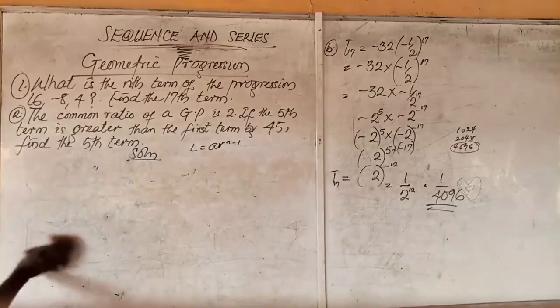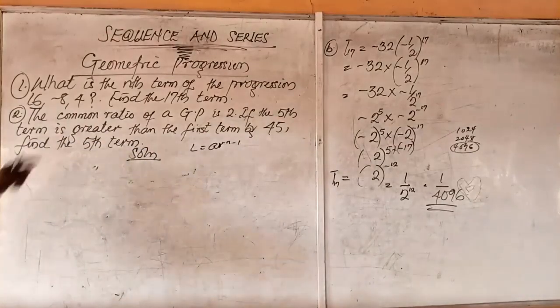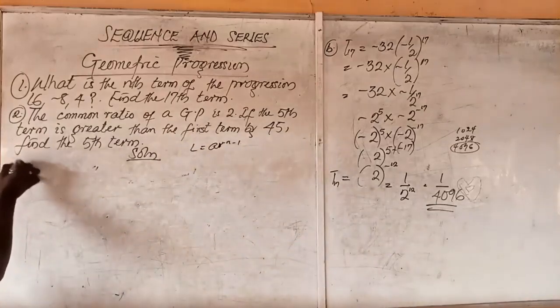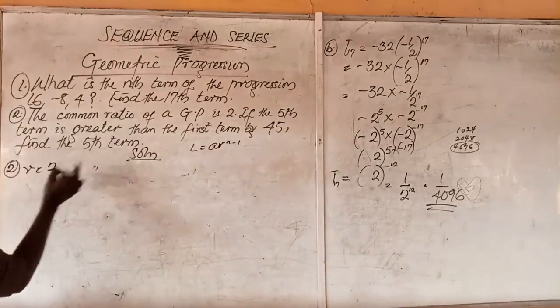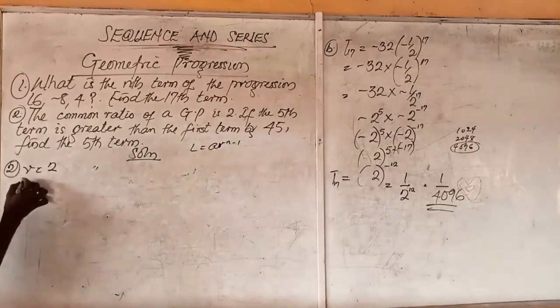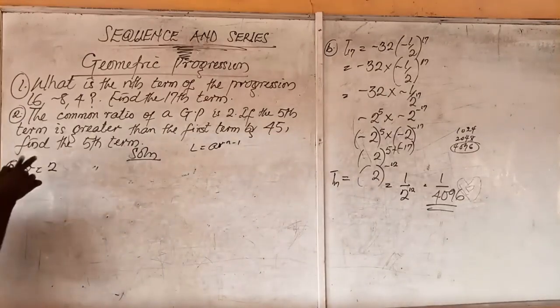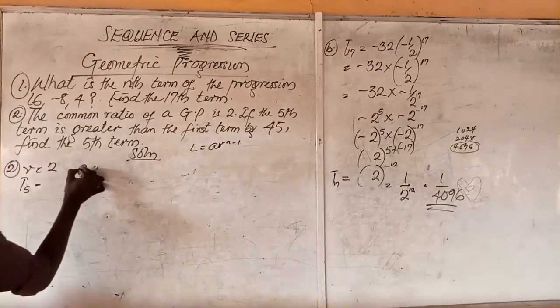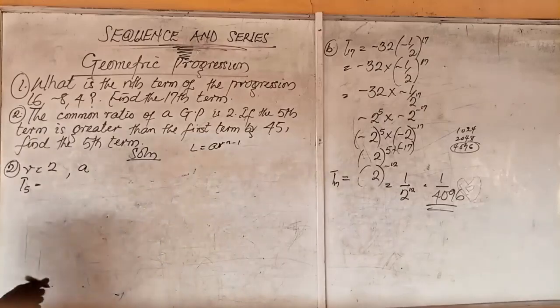It says that the common ratio of a GP is 2. So R is 2. If the fifth term, T5, is greater than the first term by 45, what is the first term? Let's say A is going to be the first term.